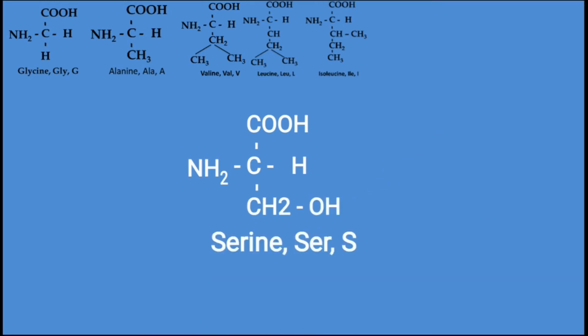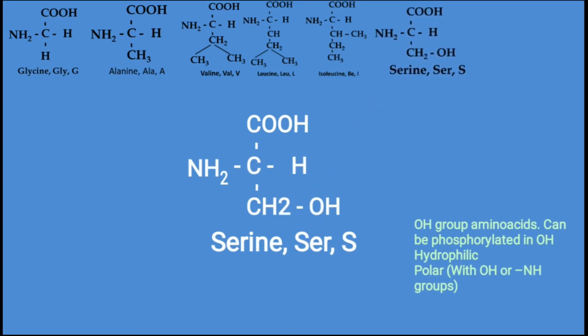And the next amino acid is called serine. This serine contains an OH group. The structure is just we draw alanine and add the OH in the last methyl group, then it is called serine, and it is referred to by the 3-letter code SER and the 1-letter code is capital S.